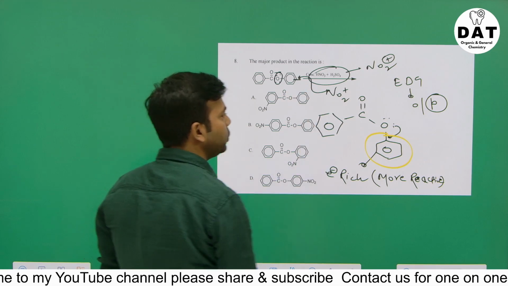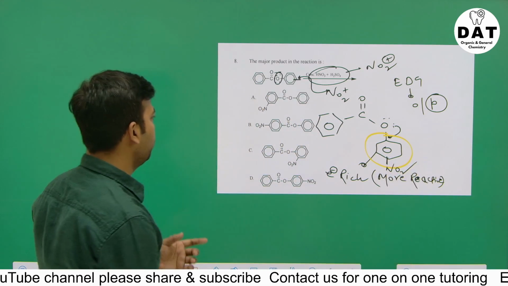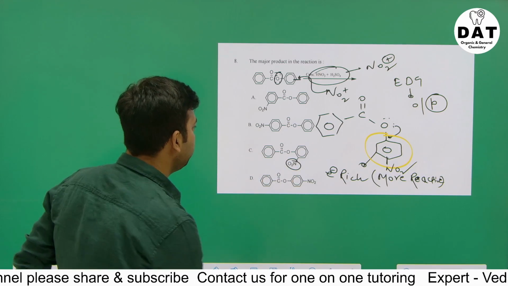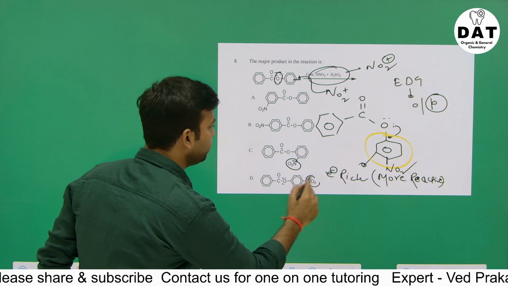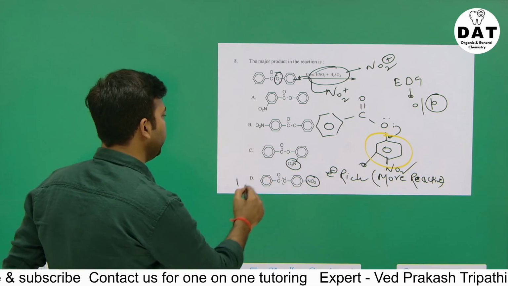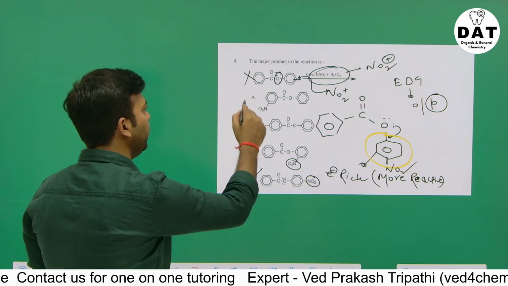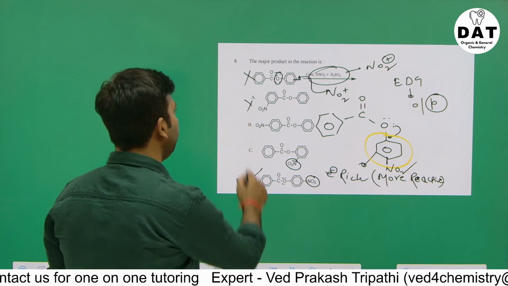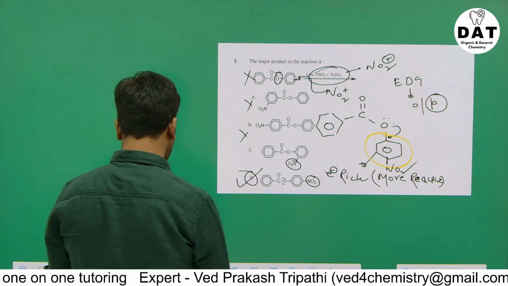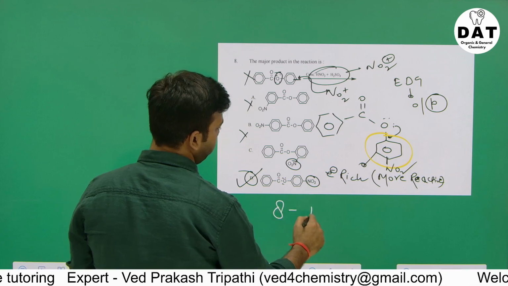Clear? So here we have NO2. This is the ortho and this is the para one. You can see D. Ortho and para both can be possible, but para is the major one. So D is the right choice. The left ring is a deactivated ring, so A is absolutely wrong. B is absolutely wrong. So it should be D. So the answer will be D.